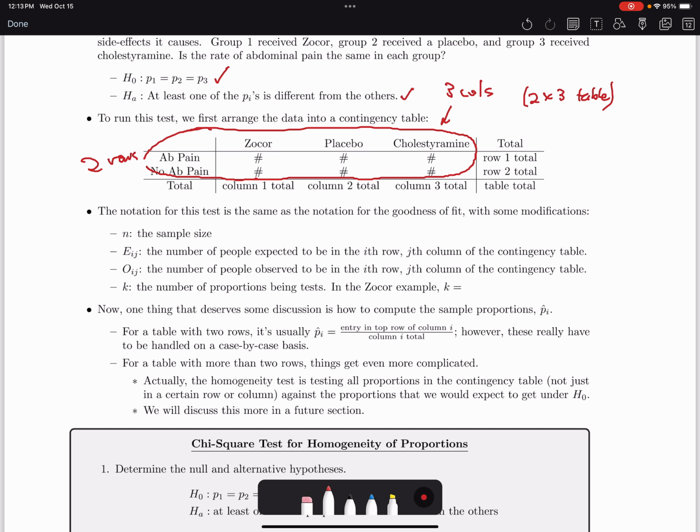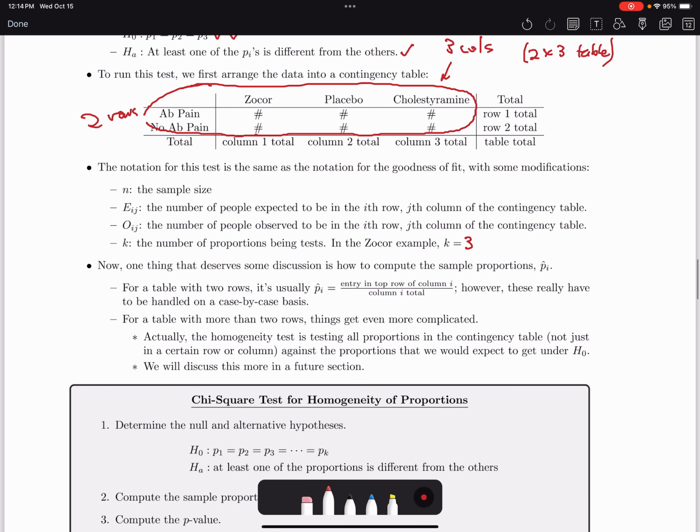So E sub ij, these are the expected values. O sub ij are the observed values, right? They're what we actually observe in the table itself. And then once again, K is the number of proportions being tested. In the Zocor example, K would equal 3 because we're testing 3 proportions here. Okay, we've got 3 columns.